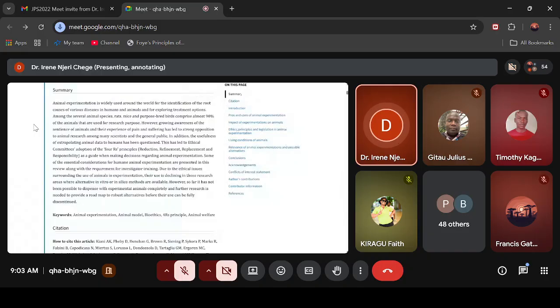So some of the essential considerations for human animal experimentations are presented in this review, with a requirement for investigator training. Due to ethical issues surrounding the use of animal experimentation, the use is declining in those research areas where alternative in vitro or in silico methods are available. So this is called an executive summary. Yeah, and this is after the study has been done. There's even one as you do before you do the study. This actually is what you write last after you do it.